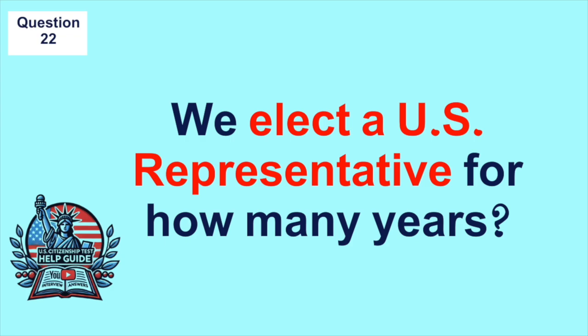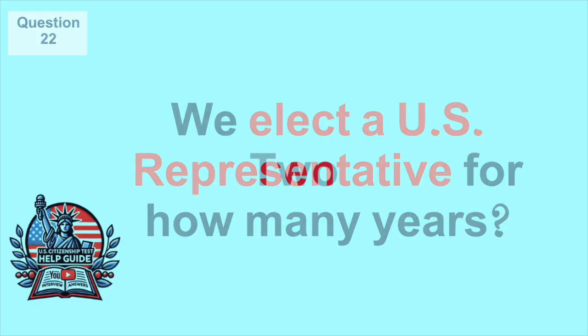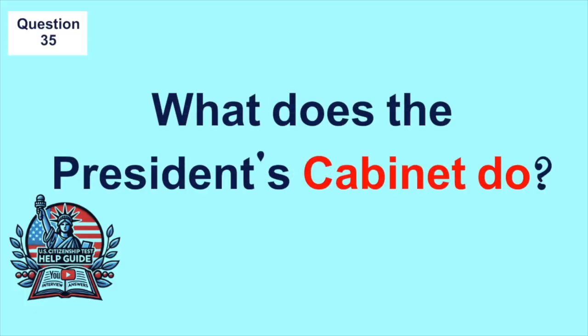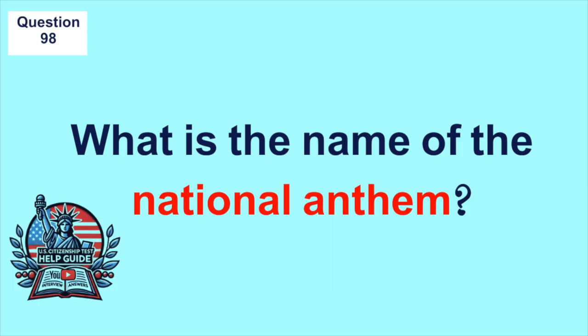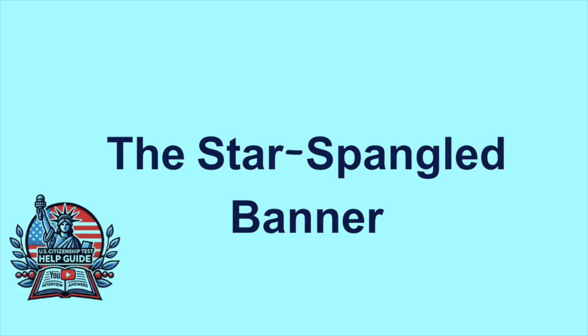We elect a U.S. representative for how many years? 2. What does the president's cabinet do? Advises the president. What is the name of the national anthem? The Star-Spangled Banner.